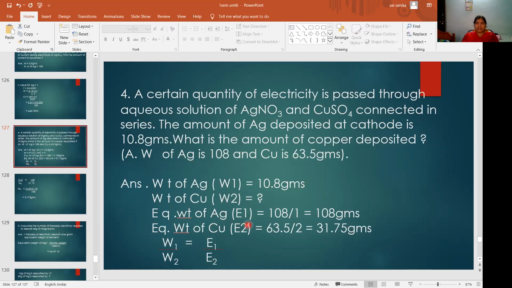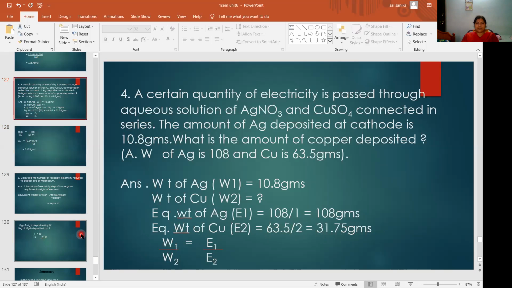So the equivalent weight of silver is equal to atomic weight by valency, that is 108 by 1, that is 108 grams. Whereas the equivalent weight of copper is given by atomic weight by valency, that is 63.5 by 2, that is 31.75 grams. So this is based on the second law. According to the second law, what is the formula? W1 by W2 is equal to E1 by E2. So you know W1, you know E1, E2, you don't know W2. You substitute these values in this formula, you will get the weight of copper deposited.